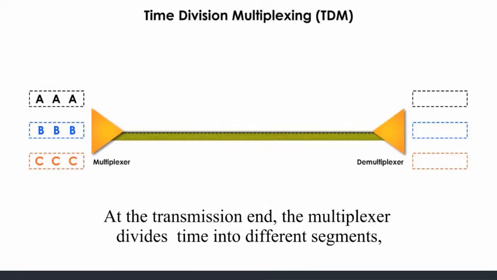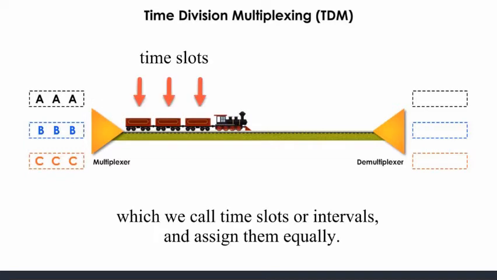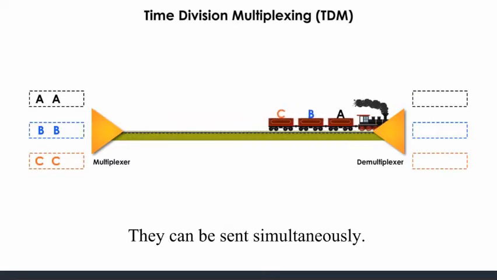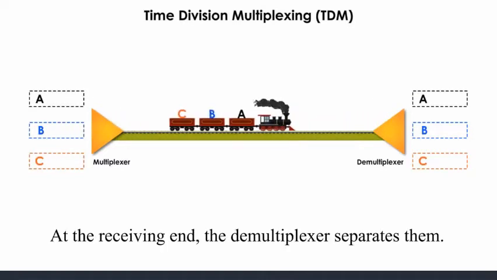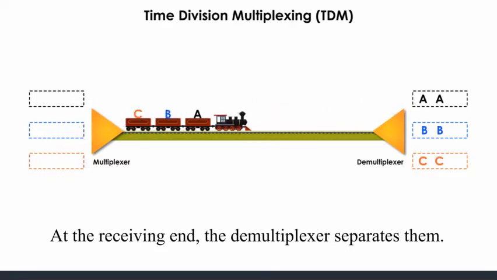At the transmission end, the multiplexer divides time into different segments, which we call time slots or intervals, and assigns them equally. To look at the illustration, they can be sent simultaneously. At the receiving end, the demultiplexer separates them.